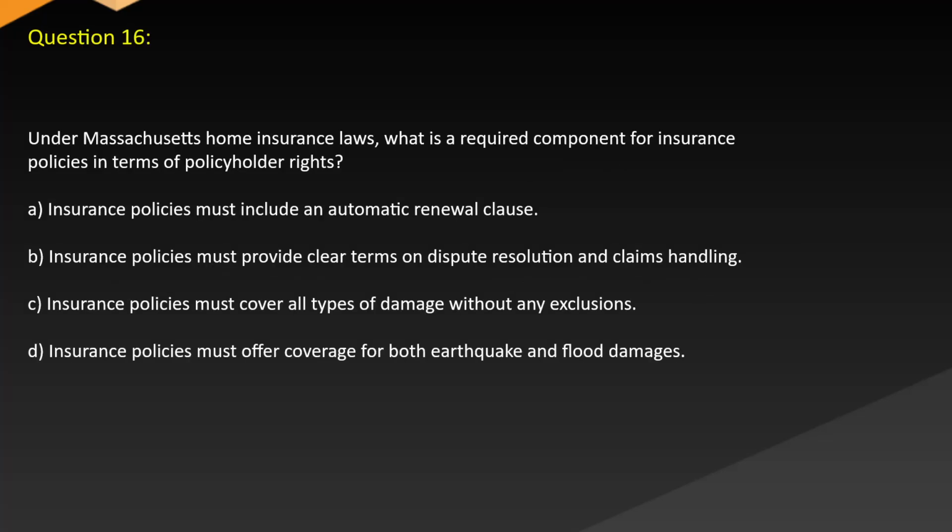Question 16. Under Massachusetts home insurance laws, what is a required component for insurance policies in terms of policyholder rights? A. Insurance policies must include an automatic renewal clause. B. Insurance policies must provide clear terms on dispute resolution and claims handling. C. Insurance policies must cover all types of damage without any exclusions. D. Insurance policies must offer coverage for both earthquake and flood damages.